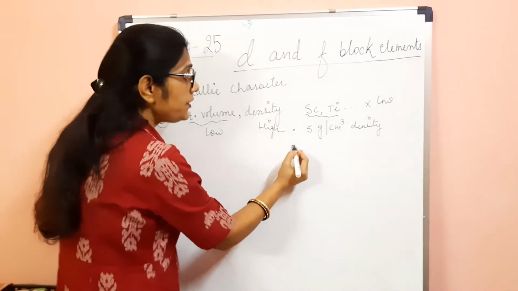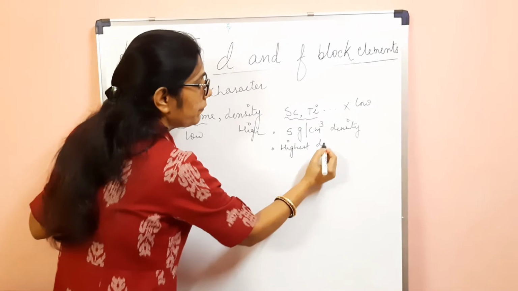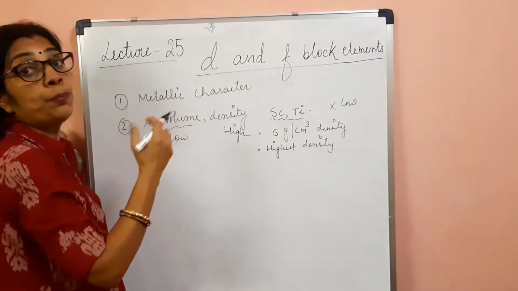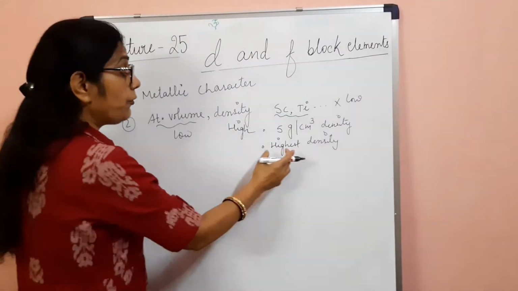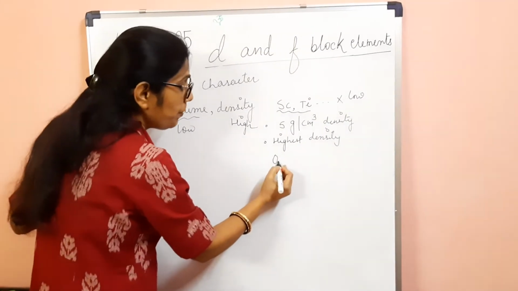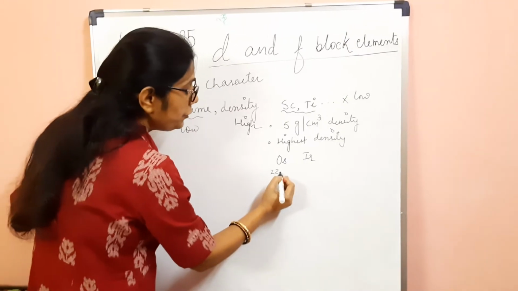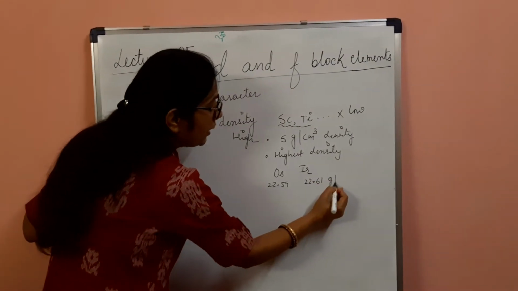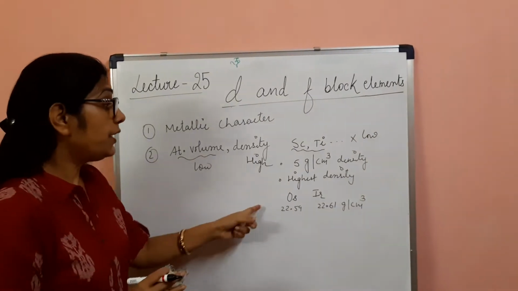Then highest density. Whenever a superlative is there, that's very important for GK also. So when I say highest density, meaning maximum, this is for 2 metals, osmium and iridium, 22.59 and 22.61 gram per centimeter cube. Just see the density.